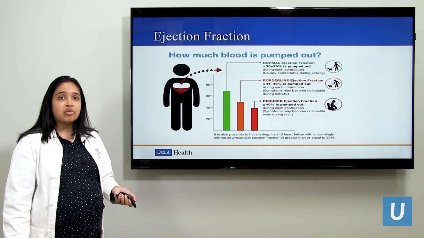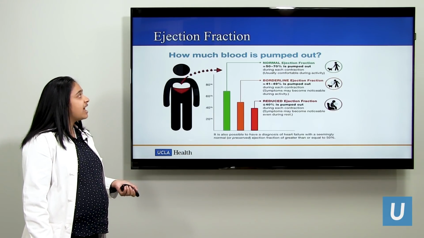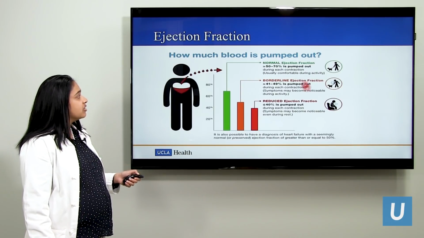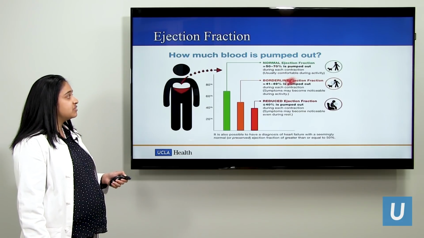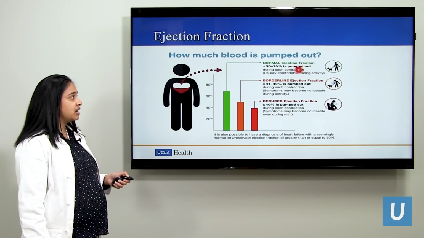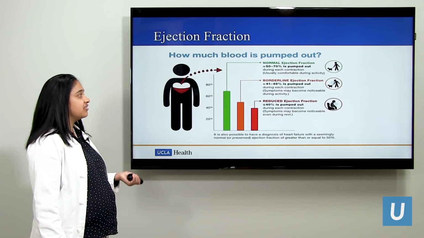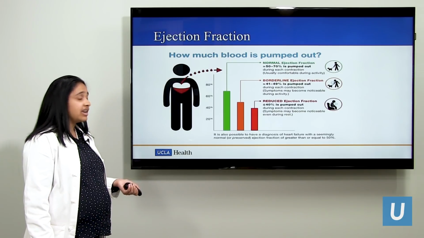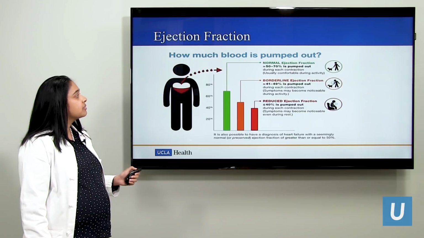Let's delve into a little bit more about the ejection fraction. So, as I said, it refers to how much blood is pumped out. In a normal scenario, about 50 to 70% of the blood is pumped out during each contraction. And usually in patients that have this type of an ejection fraction, they're comfortable doing their activities of daily living and they're able to do so without symptoms.